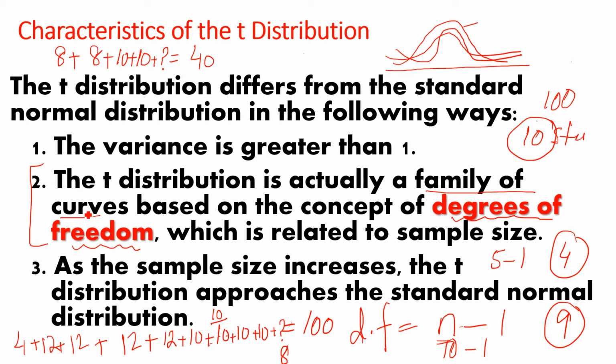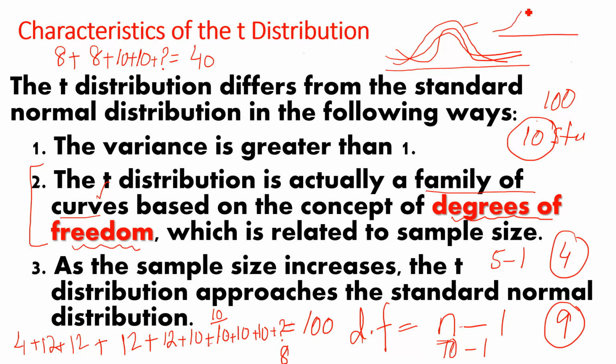So the second property, which is different from the z distribution, has 3 parts. First, the t distribution has a family of curves. So you know now that we can make 2 or 3 or 4 different curves, but these curves depend on degrees of freedom, and degrees of freedom is related to sample size. And the third is, as the sample size increases, the t distribution approaches the normal distribution. Now what is the meaning of it? I will show you here.